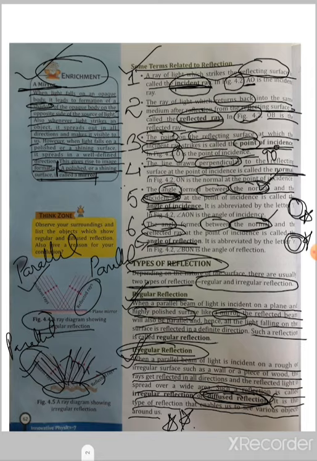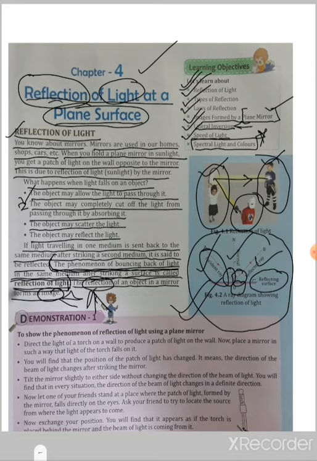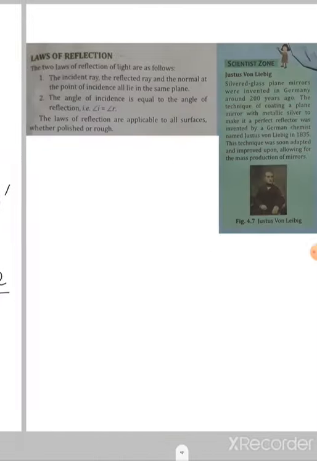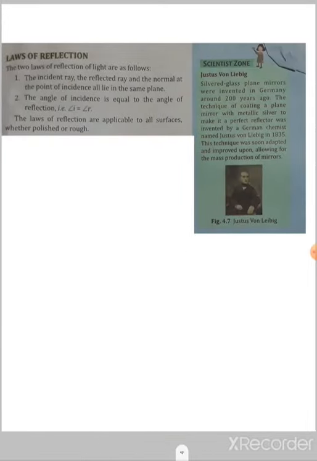learned about types of reflection, isn't it? So we covered what is reflection, then we learned the types of reflection. Now we will see the laws of reflection. So there are two laws of reflection. Okay, so here you can see the two laws of reflection are as follows.